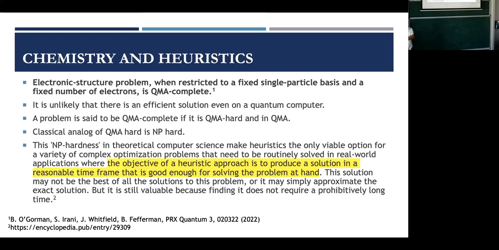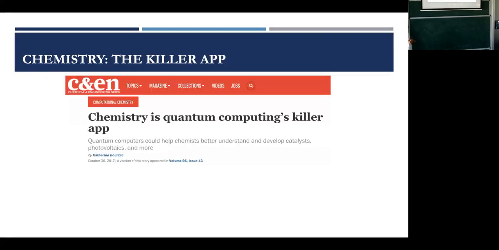So there is a need for heuristics, because with a heuristic approach we can find some solution in a reasonable time frame that is good enough to solve the problem at hand. This is why chemists rely more on heuristics, because this has been one of the criticisms that I've been hearing over the past 2 or 3 years. So I just wanted to make clear that if you need a solution to a problem, that is the reason why chemists rely on heuristics.